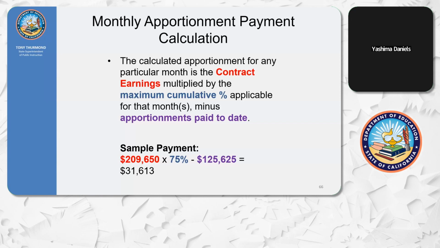So in our example here, the contract earnings were $209,650. We then multiply that by 75%, which is the percentage for March, to pay through March. Then we subtract payments that have already been issued, which is $125,625, which gives us the calculated payment for March of $31,613. This methodology can be used at your own agency if you are doing internal projections and wanting to calculate or project what your payments would look like in any given month.